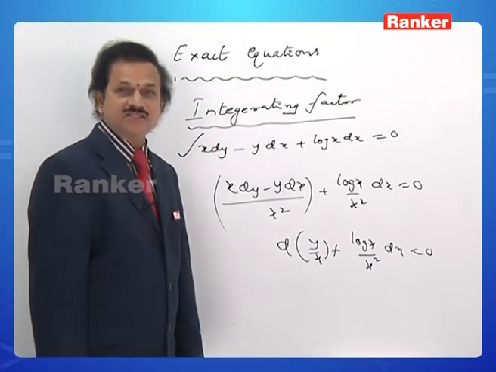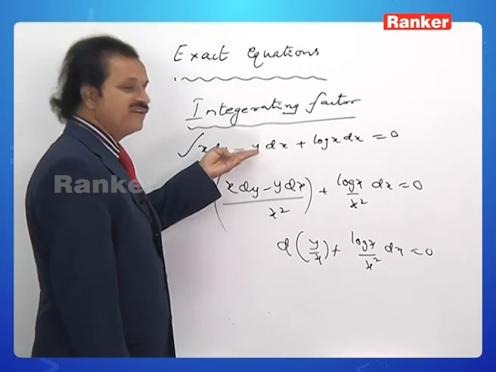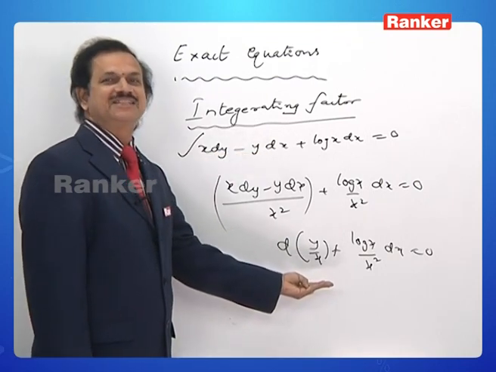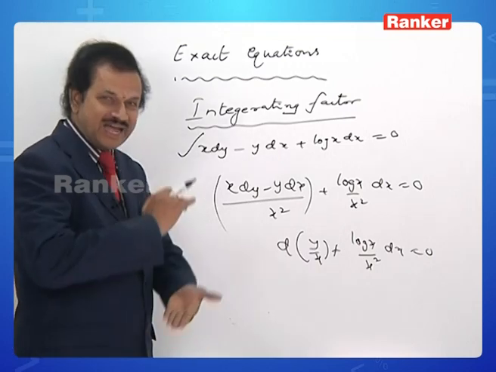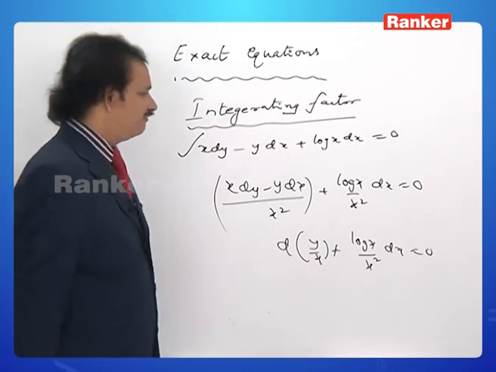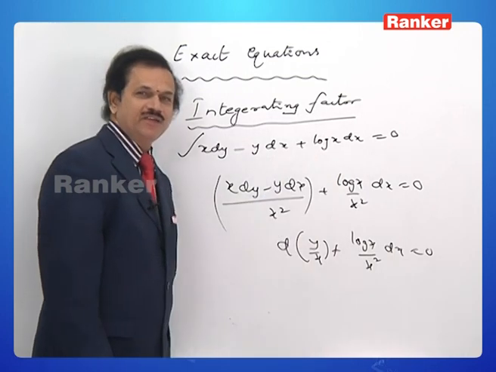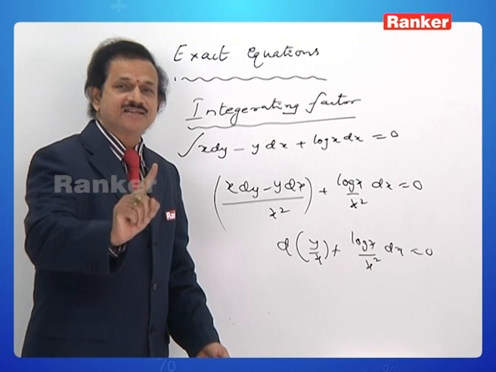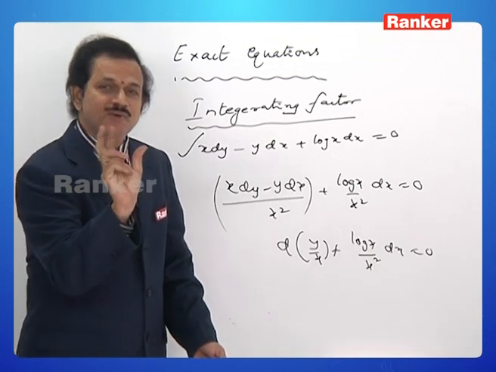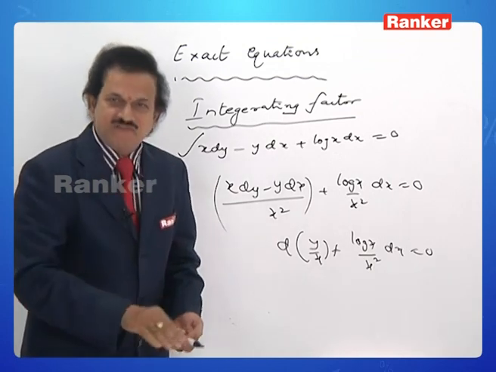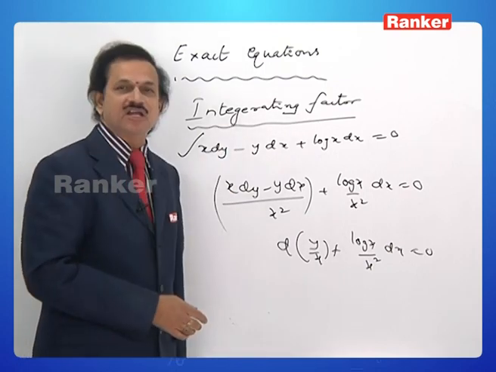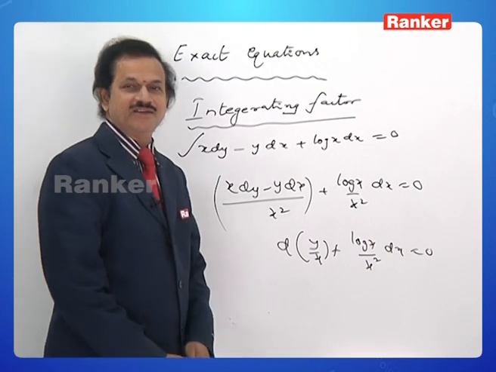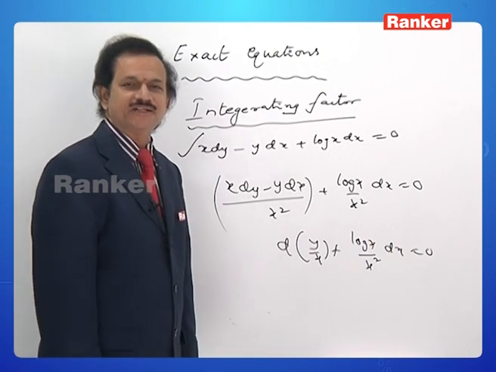The question is, in the beginning it is not exact, but at the last step it is, we have declared that it is exact. What happened in the middle? We have multiplied throughout the equation with 1/x². That factor or that simple function with which we multiply a given equation to make it exact is called the integrating factor. That is the integrating factor.